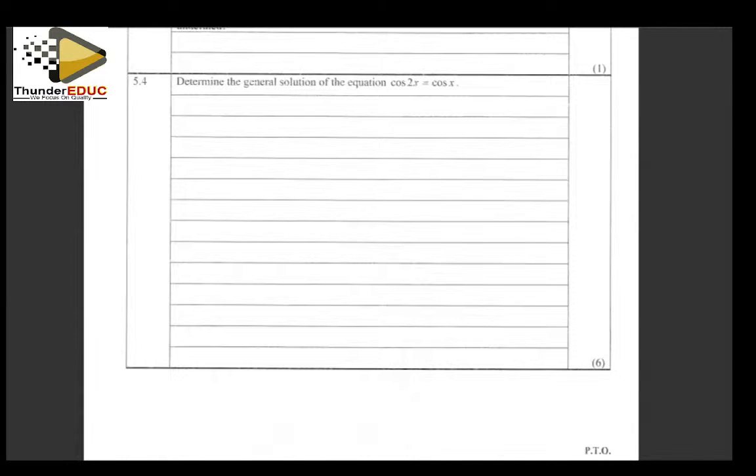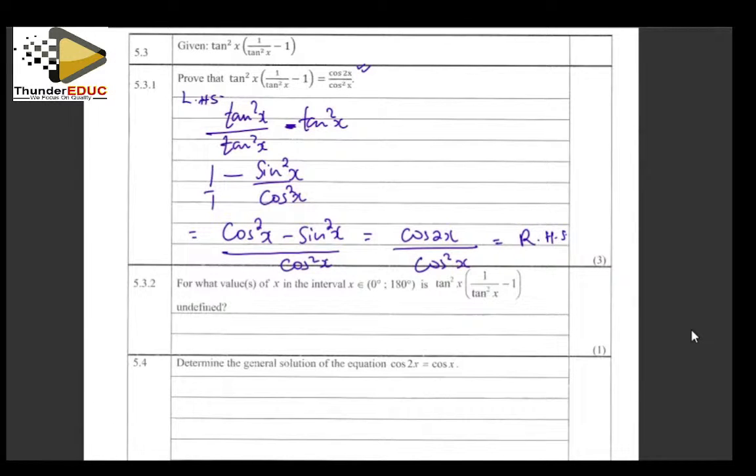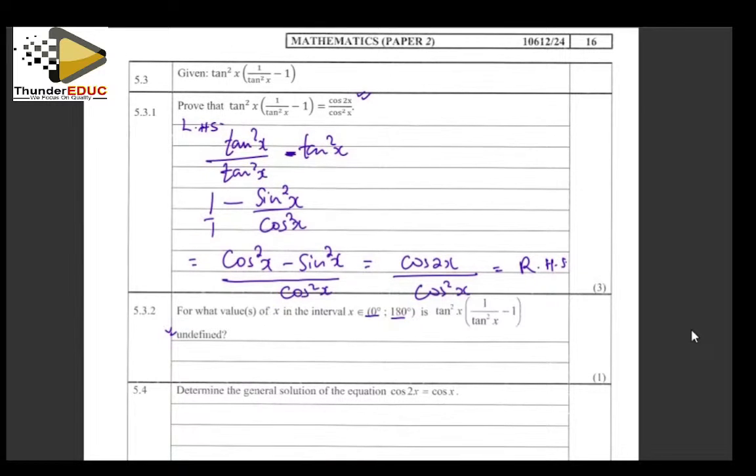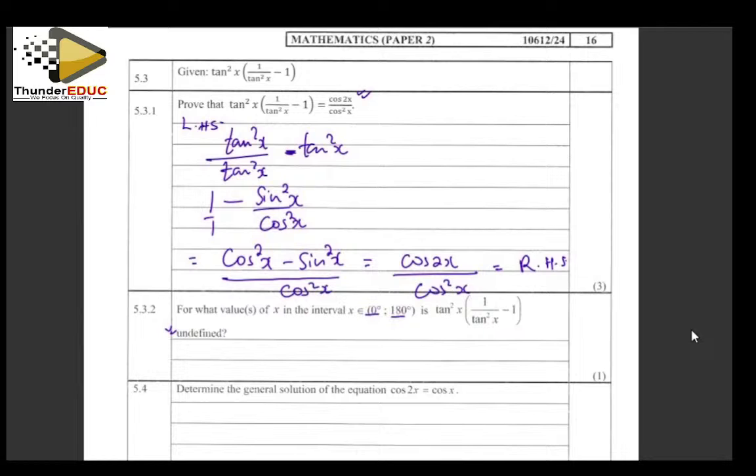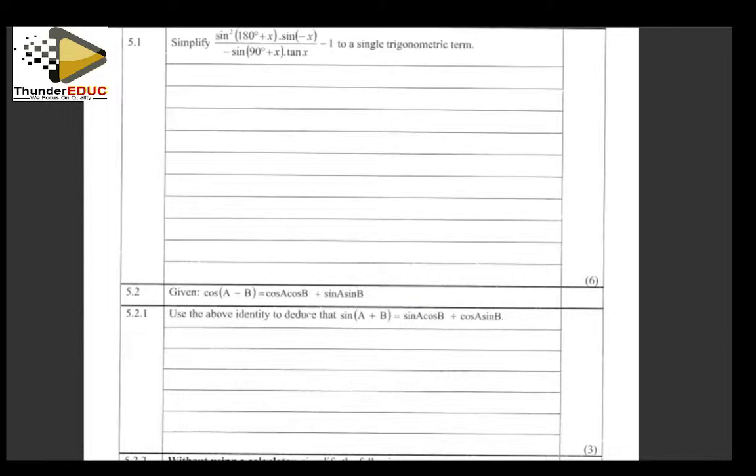Then, for which values of x in the interval of 0 to 180 is this expression undefined? One thing we know is that an expression will be undefined if the denominator is equal to 0. So I'm not going to look at the entire expression, but rather at this simplified format of it. I'm going to look at the denominator, which is cos squared x. So when do I have cos squared x to be 0?